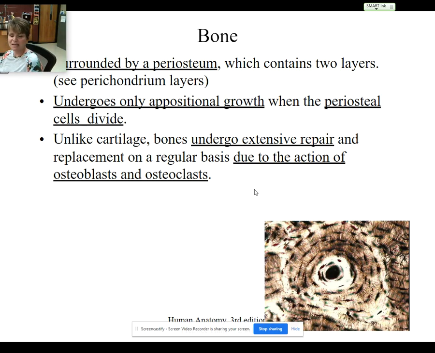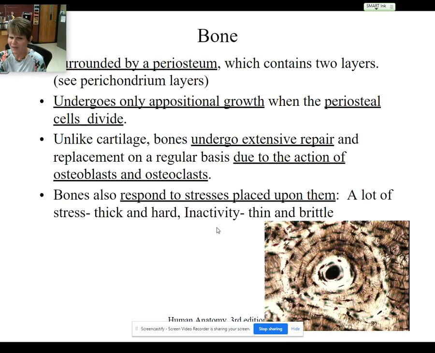And again, this is because, as I said earlier, of those osteoblasts and osteoclasts. Osteoclasts will break down old or damaged bone, and then osteoblasts will lay down new bone in its place. That doesn't happen in cartilage. And then bones can also respond to stresses placed upon them.